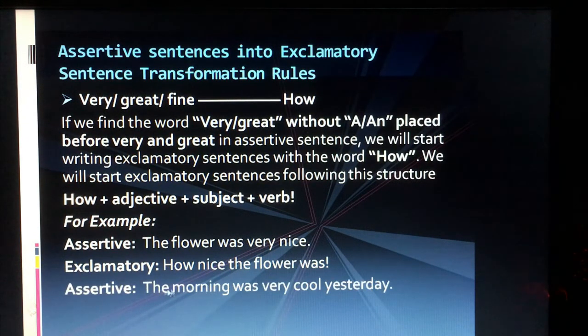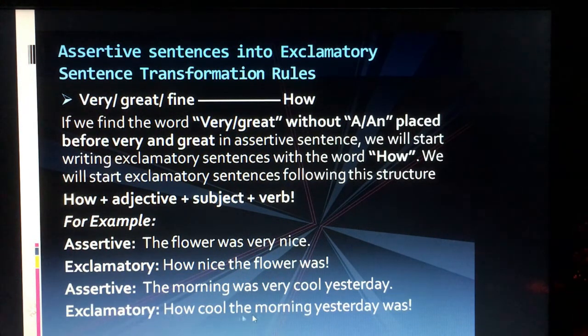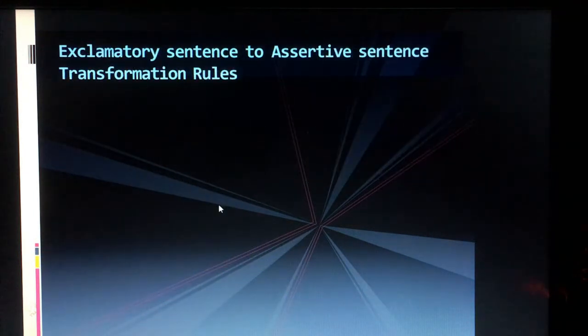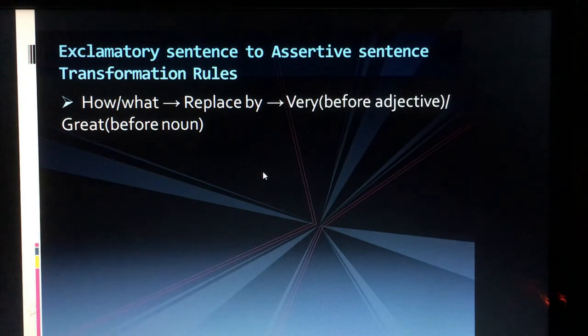Okay, next one. The morning was very cool yesterday. How cool the morning yesterday was. So this way we will convert assertive to exclamatory sentence. Now we will see again the repeated one, the replacement of exclamatory to assertive. Now we will exchange exclamatory to assertive. The same way we did in assertive to exclamatory, we will reverse the same thing.